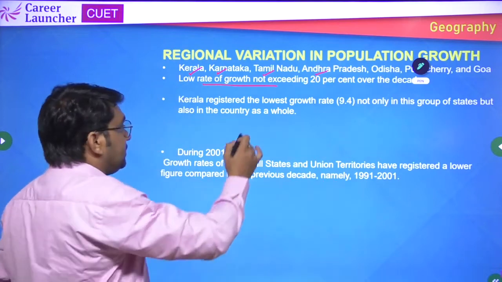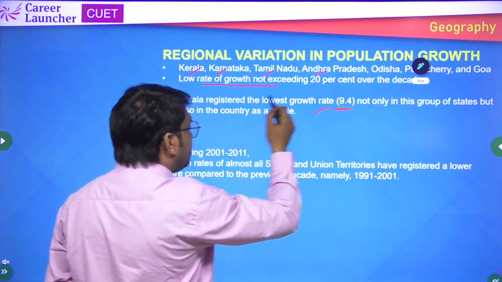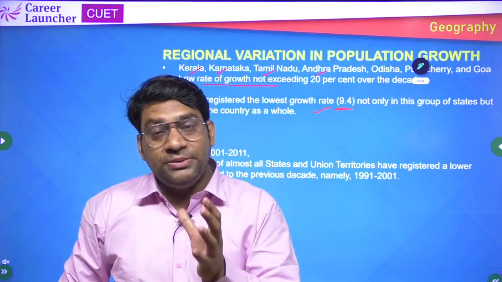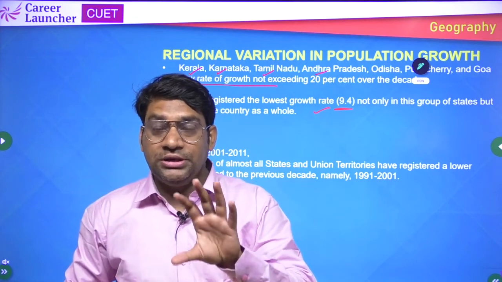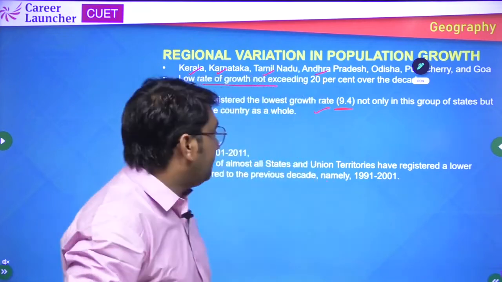Okay, Kerala registered the lowest growth rate, 9.4, not only in this group of states but also in the country as a whole. So all the states of our country must learn from Kerala the process of how to focus on literacy, how to focus on education.